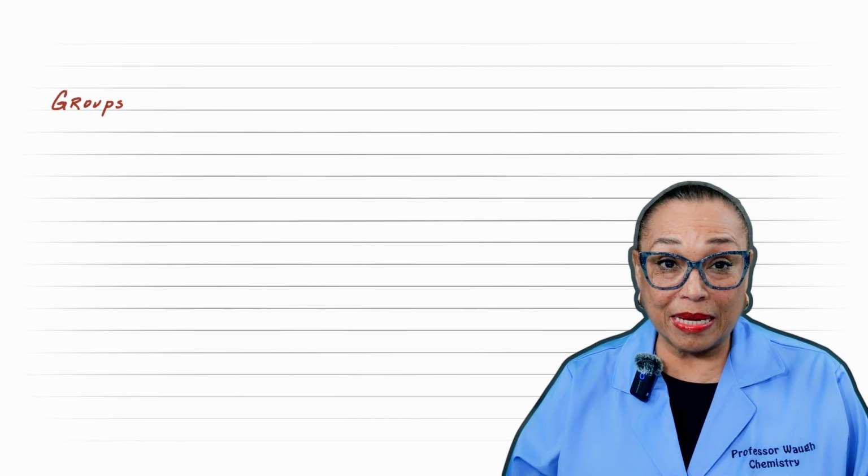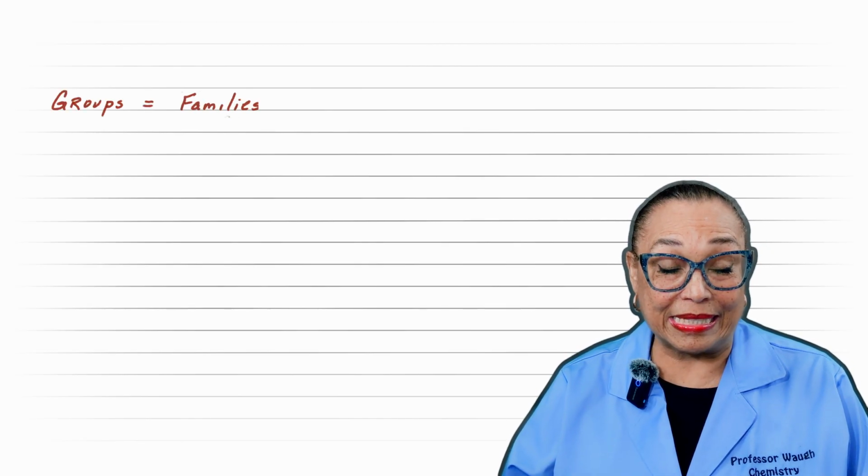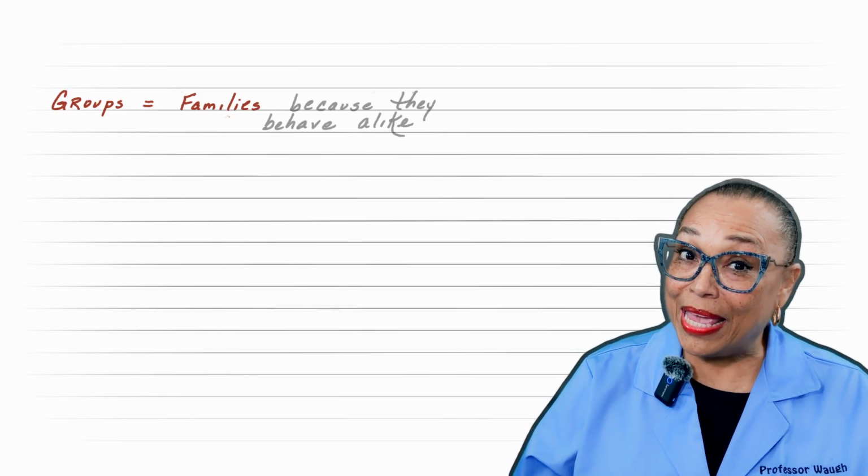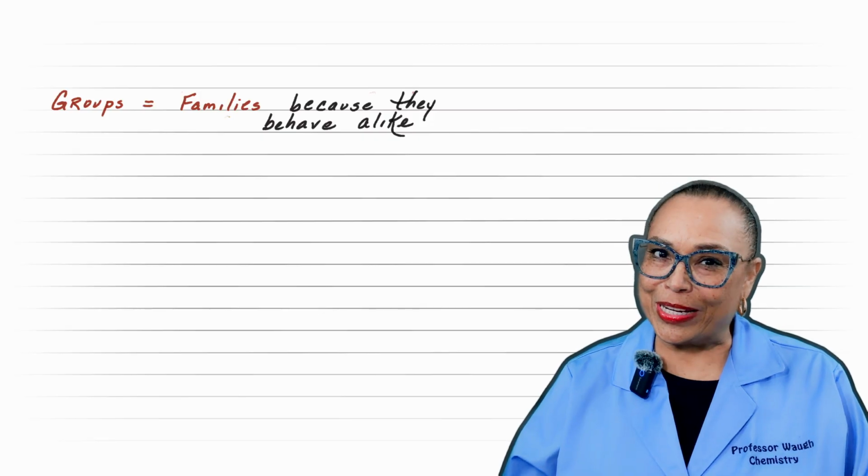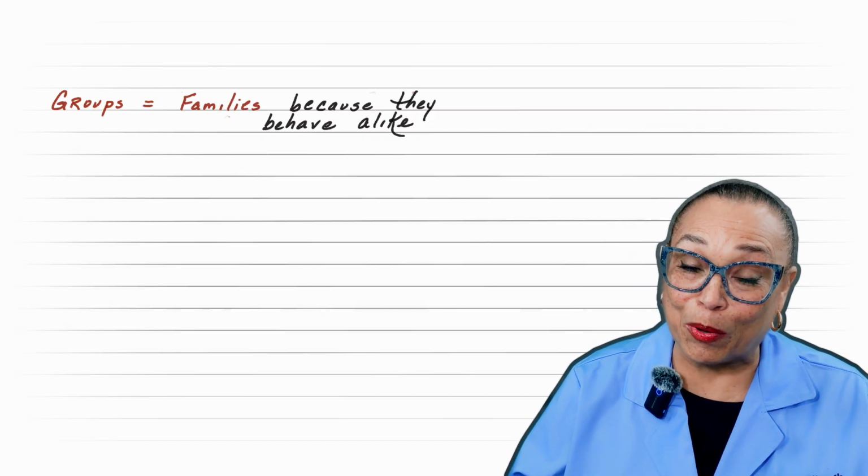Groups are sometimes referred to as families. Why? Because they behave alike. Just like my family in Louisiana, we are all crazy as a bat out of hell, for the most part.